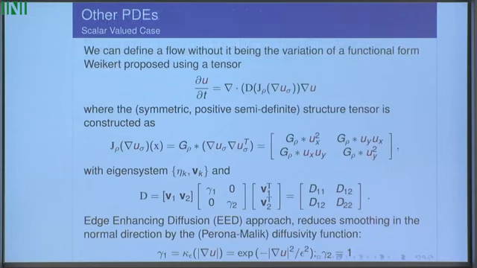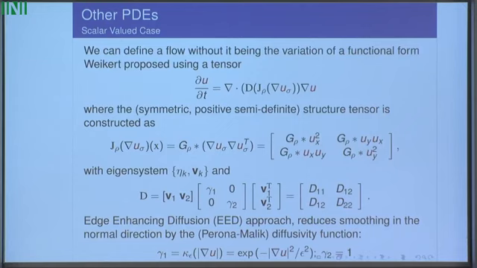We can generalize that a bit, as I say, without it being the variational functional form. So this approach of Weickert used a tensor approach where we define something called a structure tensor, which is based on the outer product of the gradient with its transpose, and then smooth to get some stability. So if you take the eigensystem of this, it becomes what's called an edge-enhancing diffusive approach.